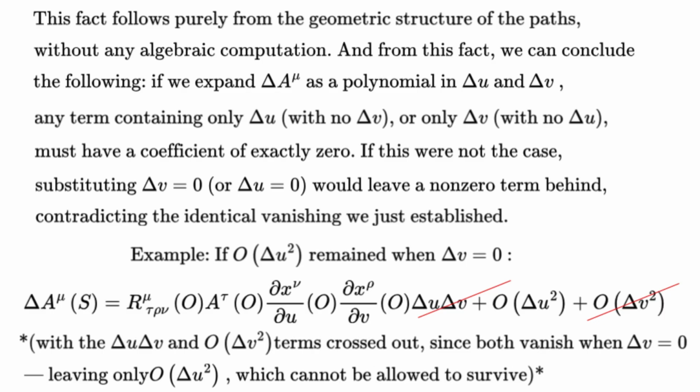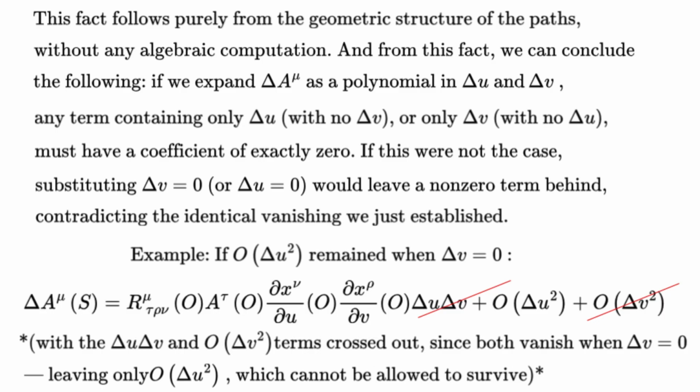And from this fact, we can conclude the following: if we expand delta A mu as a polynomial in delta U and delta V, any term containing only delta U, with no delta V, or only delta V, with no delta U, must have a coefficient of exactly 0. If this were not the case, substituting delta V equals 0, or delta U equals 0, would leave a non-zero term behind, contradicting the identical vanishing we just established.